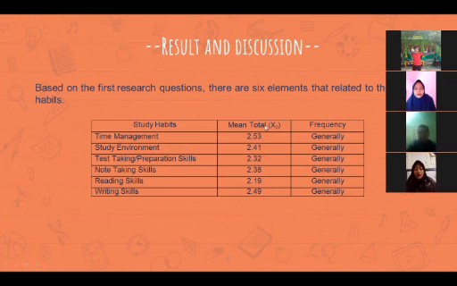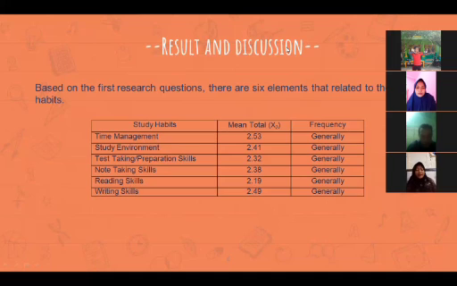Next, the mean score of the study environment was 2.53. It means almost all respondents sometimes had a good quality of study environment. They had a regular time to study in a particular area, under a controlled situation with less noise and distraction, so they could still focus on their study. They also had a comfortable area when they were studying, with everything they needed around them, so they did not have to leave the study area to get it.